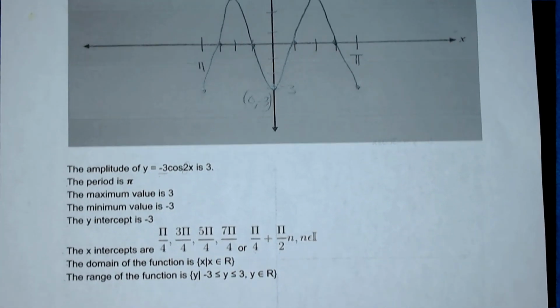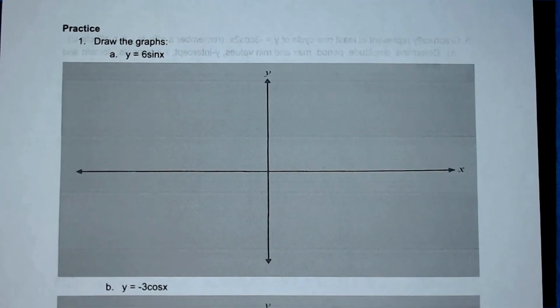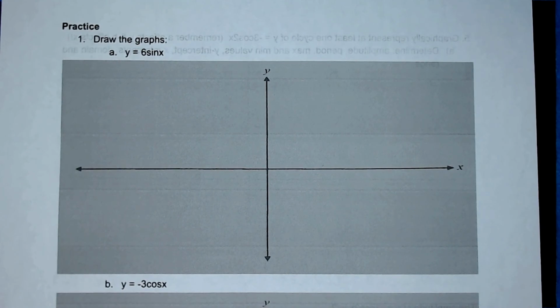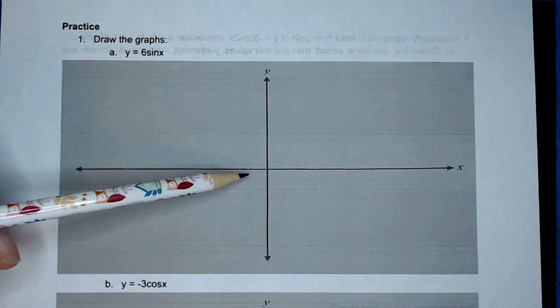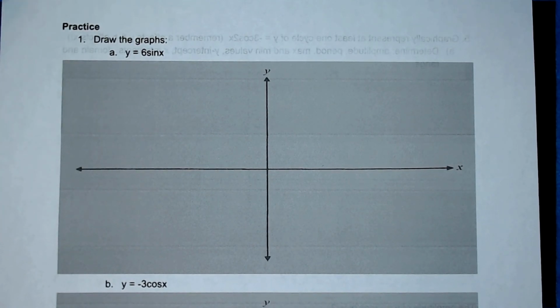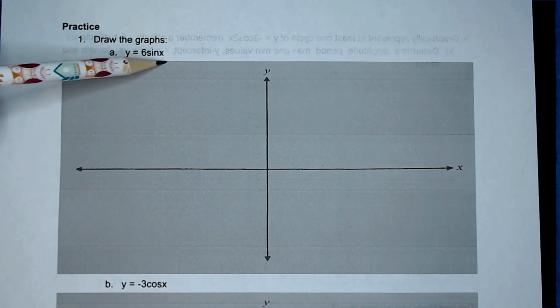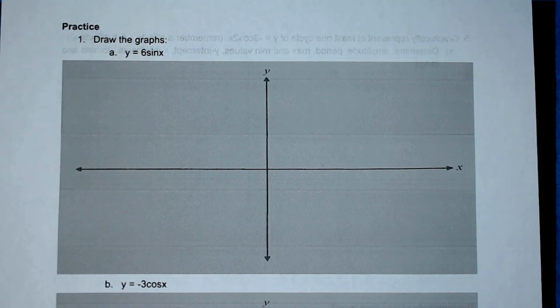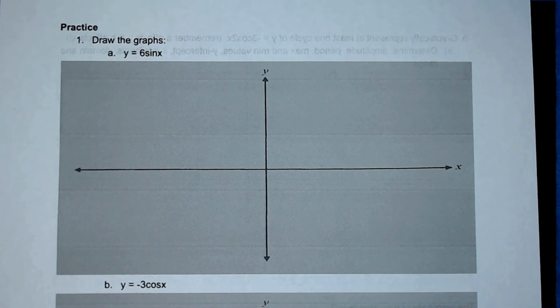So beyond this, you have some practice questions. You can just draw on your own increments for whatever suits the graph. So this one, it's got an amplitude of 6. You can just generalize it and draw it the best that you can. And once you're done the practice questions, you can move on to the homework for this lesson.